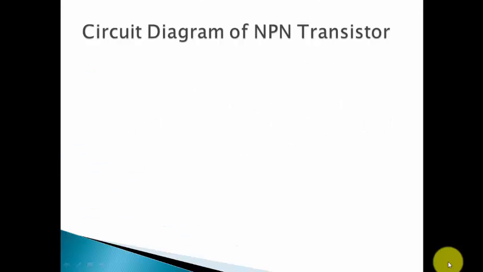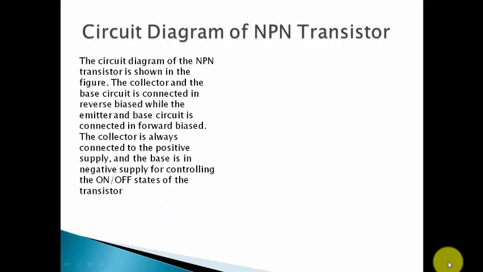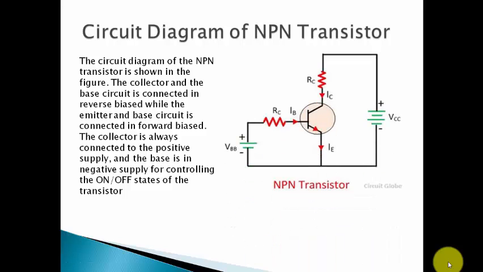Now moving to the next slide, what is the circuit diagram of the NPN transistor? The circuit diagram of the NPN transistor is shown in the figure. This is the figure. This shows the circuit diagram of the NPN transistor. This is the emitter, this is the base, this is the collector. The collector and the base circuit is connected in reverse bias, while the emitter and base circuit is connected in forward bias. The collector is always connected to the positive supply. Here you can see this is the positive supply, this is the collector. And the base is the negative supply for controlling the on-off states of the transistor.